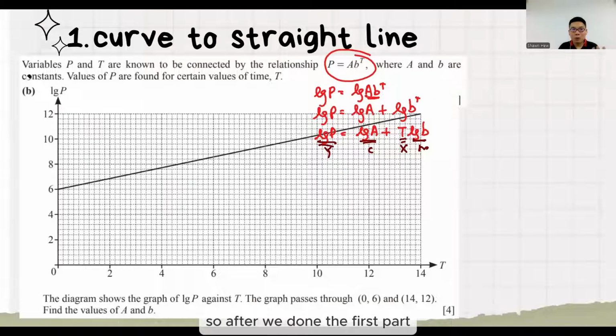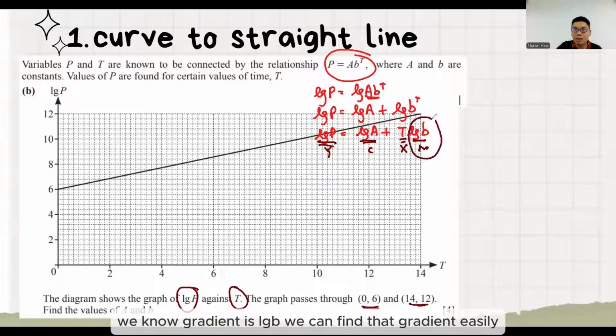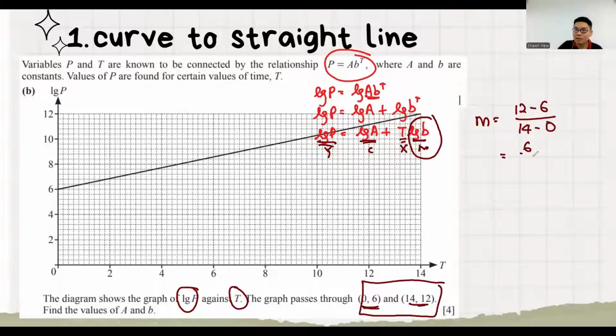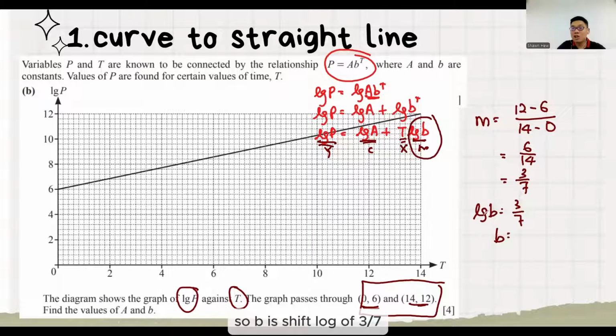After we are done with the first part, the second part asks you: the diagram shows this against this, the relationship in a straight line. They say the graph passes through this point and this point, and ask you to find the values of A and B. We know the gradient is LGB. We can find the gradient easily because we have these two coordinates. Gradient is y minus y over x minus x. So we can confirm LGB is 3 over 7. So B is shift log of 3 over 7, or you can write in this form.